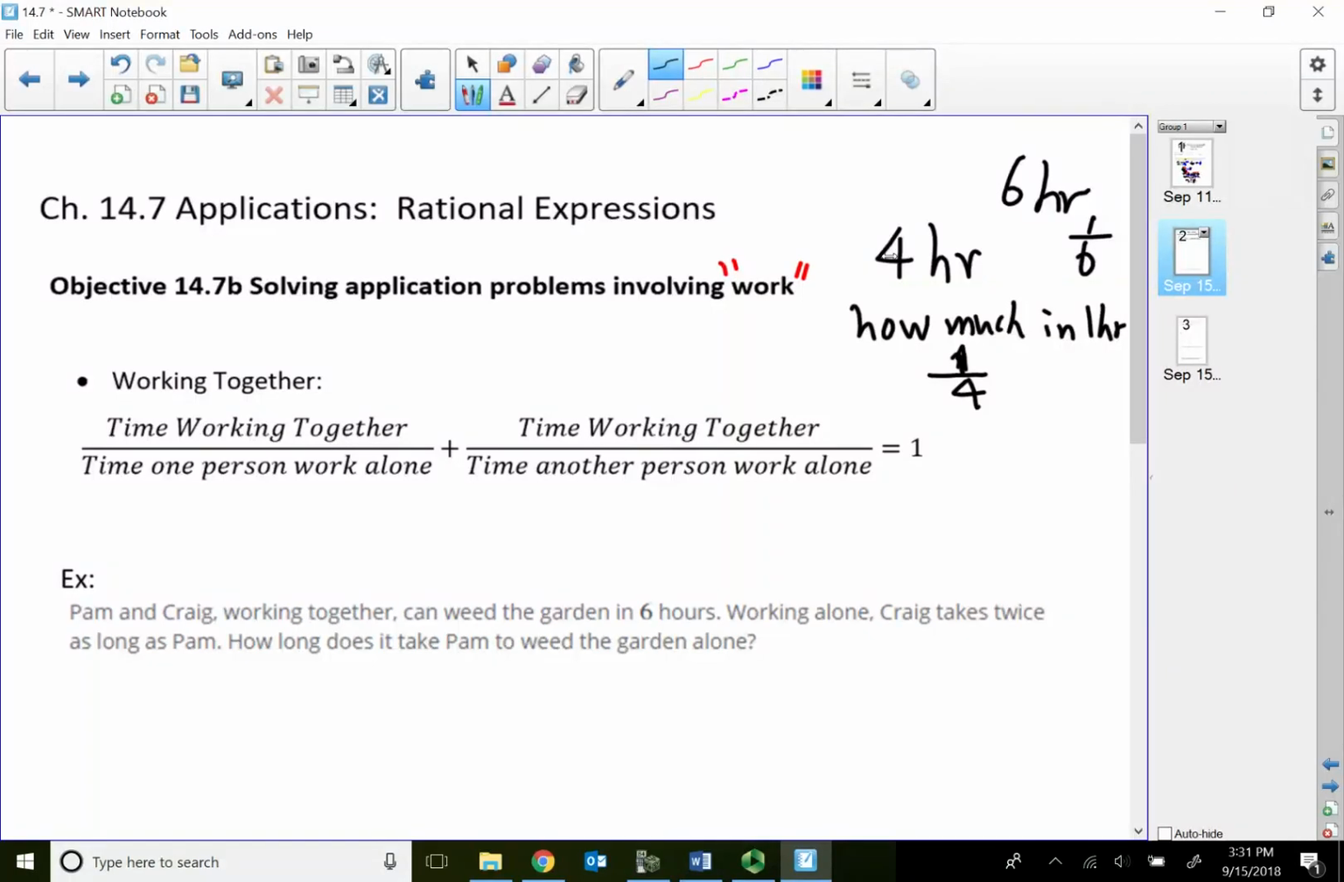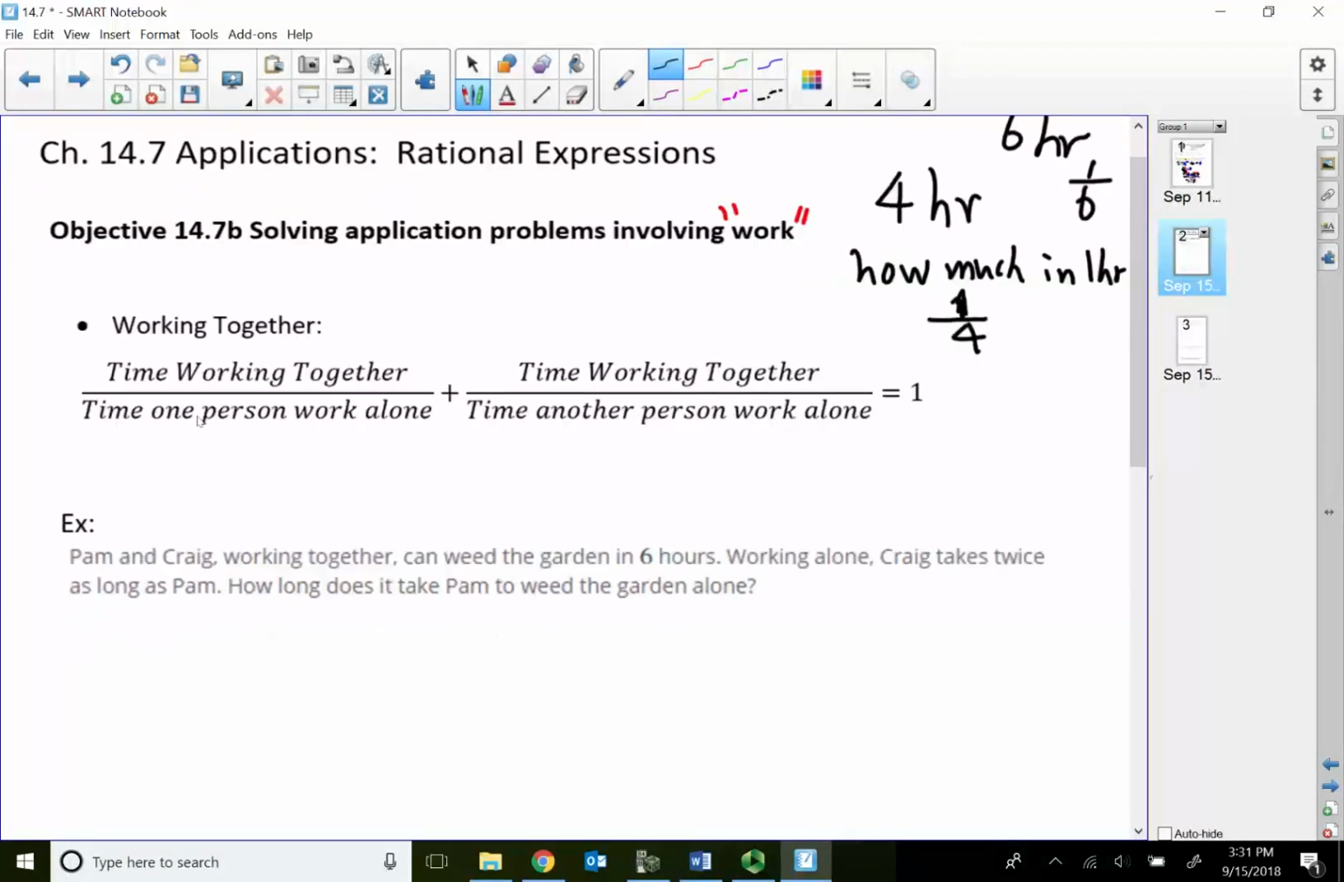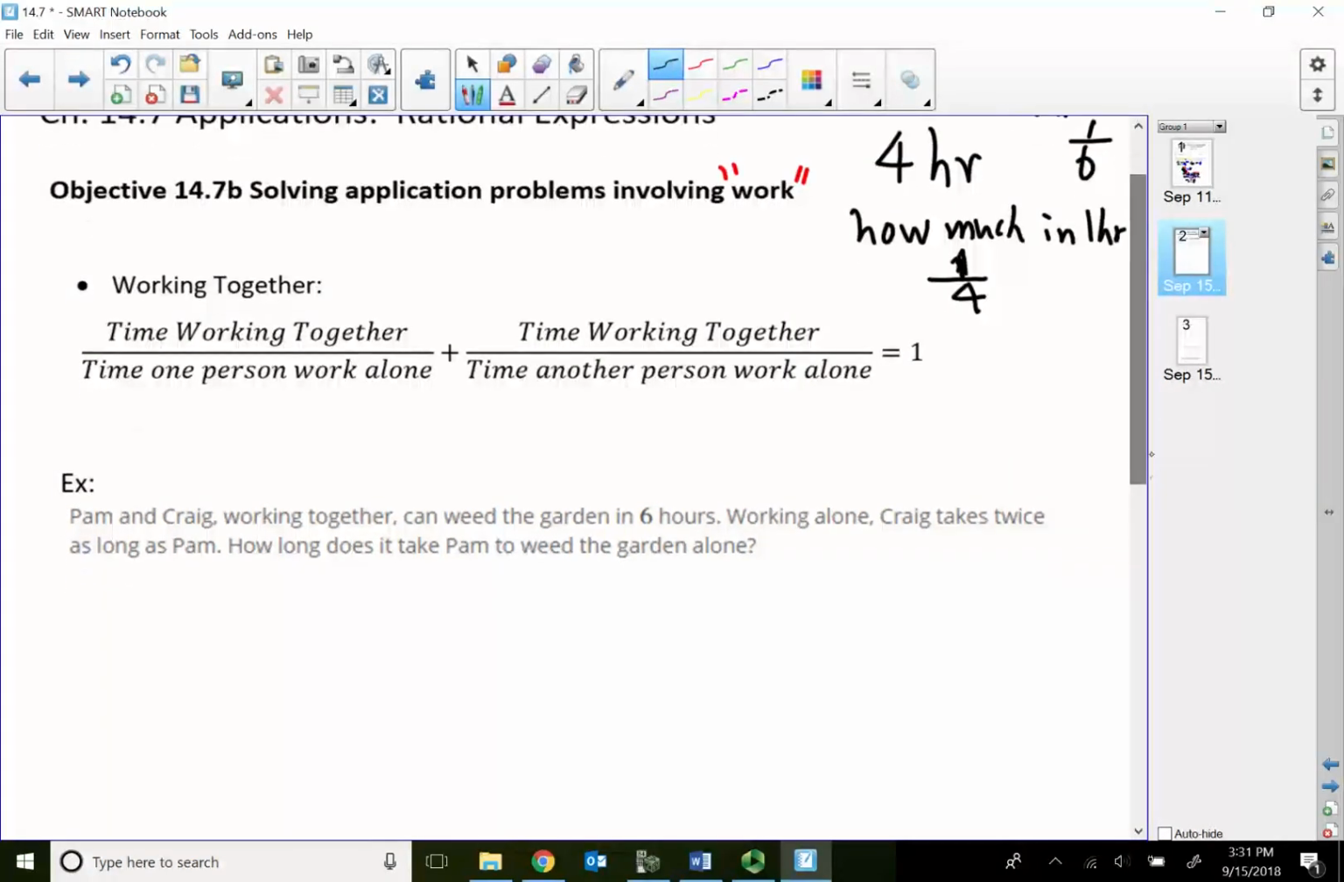So the way we set up this type of word problem is to put the time working together in the numerator, put the time each person works alone in the denominators, and add them together, equal to 1, like one job. So that's the way we're going to set it up.